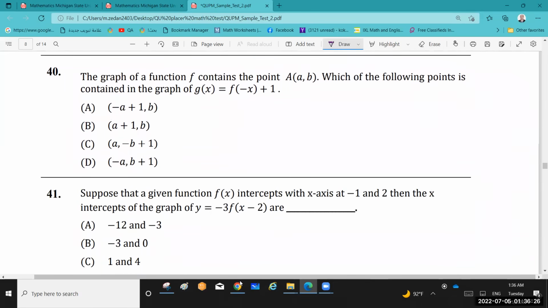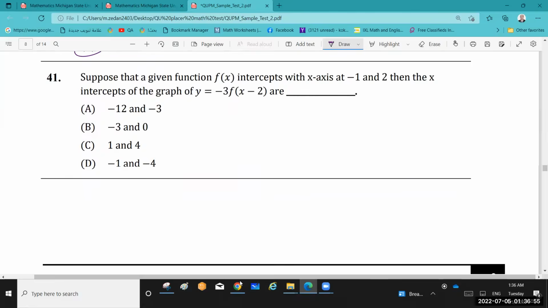The graph of function f contains a point (a, b). Which of the following points is contained in the graph of g of x equals f of negative x plus 1? Look, the value of a will be affected by this sign, because a is the x value, it will be negative a. And the value of b, the y value, will be affected by this part, it will be b plus 1. Okay, so it's negative a and b plus 1. Try to revise the last question.